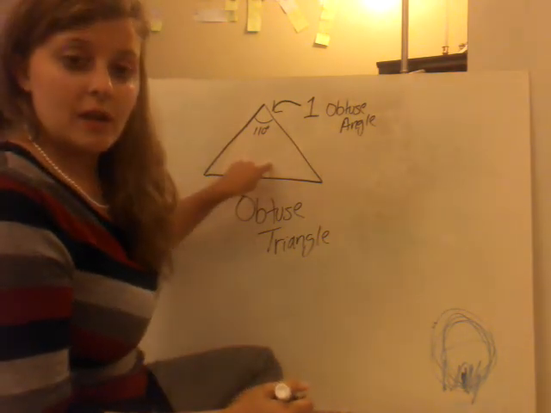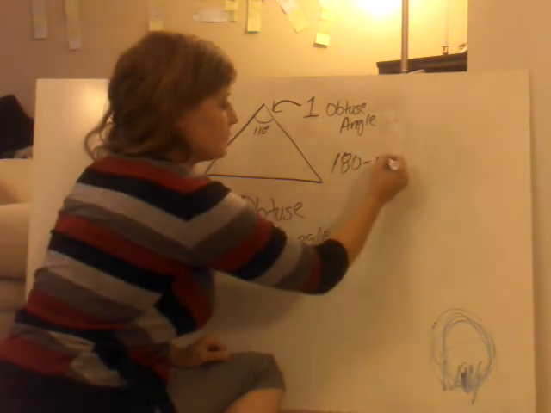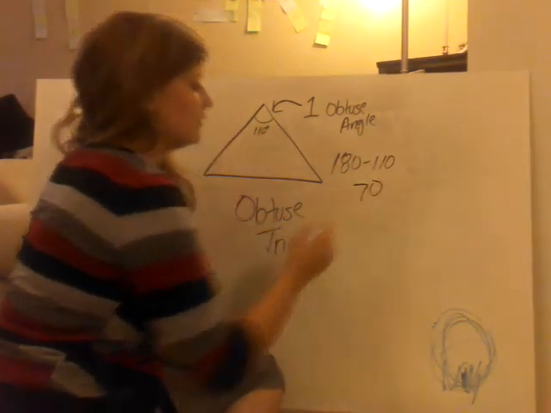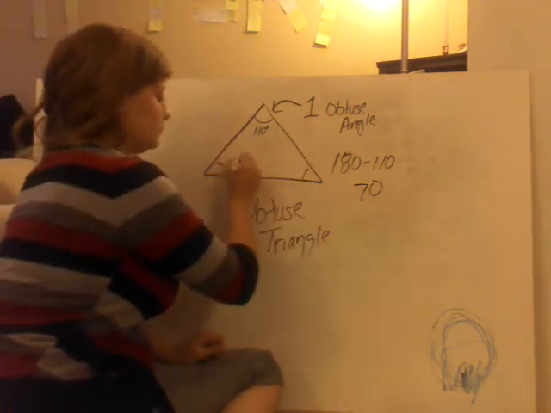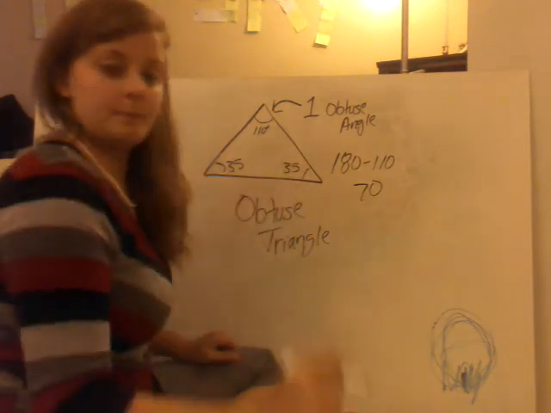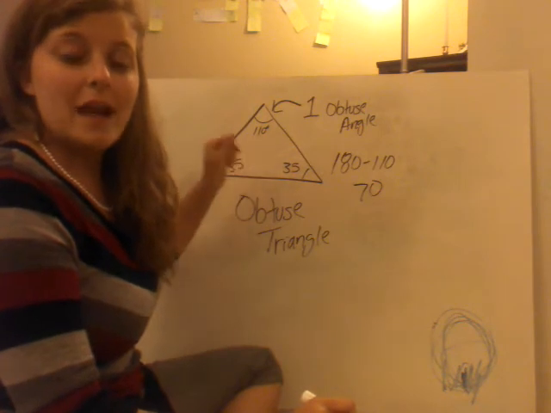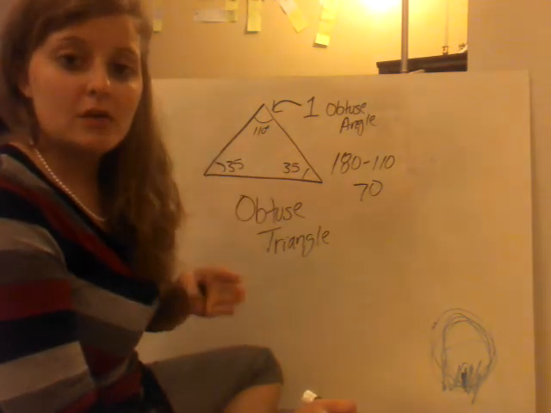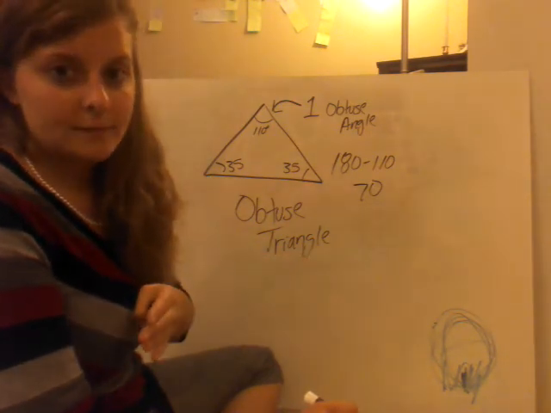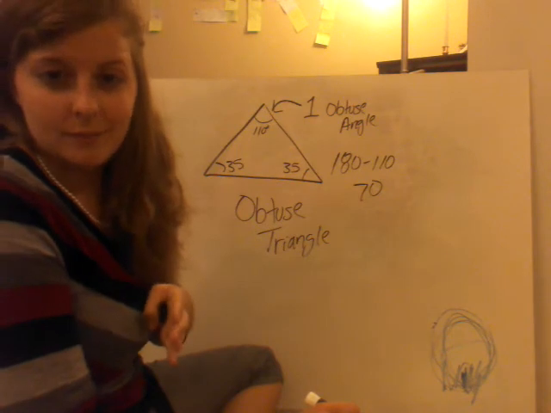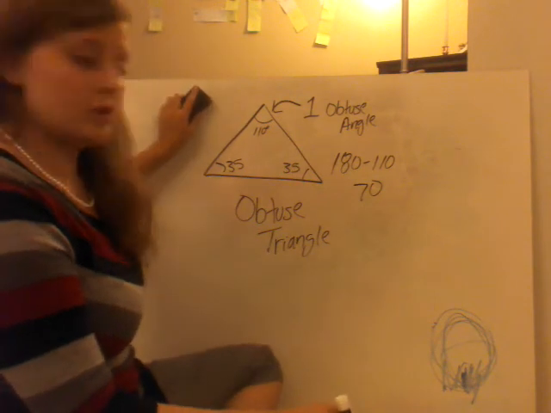Okay, so same way to figure out the other angles. So 180 minus 110 is 70. So it doesn't really matter. I'm just going to say 35 and 35. Okay? The important part of an obtuse triangle, though, is that one angle is an obtuse angle, so it is between 90 and 180 degrees. It is not less than 90, it is not more than 180. It really shouldn't be more than 179, but when you get really tiny. So, there's our obtuse triangle.